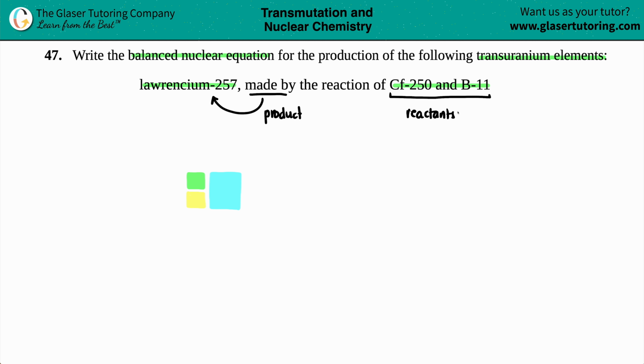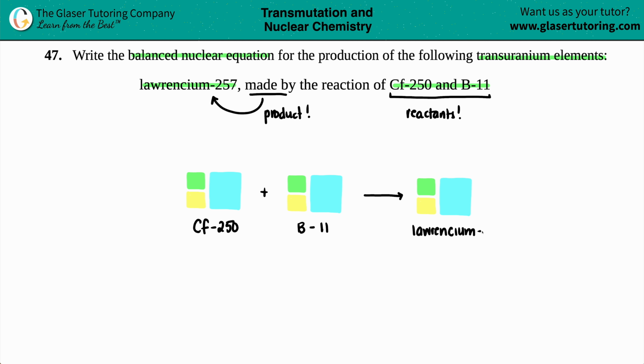So I do have some type of outline here, a blueprint, right? We've got Cf-250 plus boron, B-11, and this will turn into lawrencium-257. So I'll write that down, and then we will see if we are balanced. If not, we'll just have to add some more subatomic particles, but we will see.